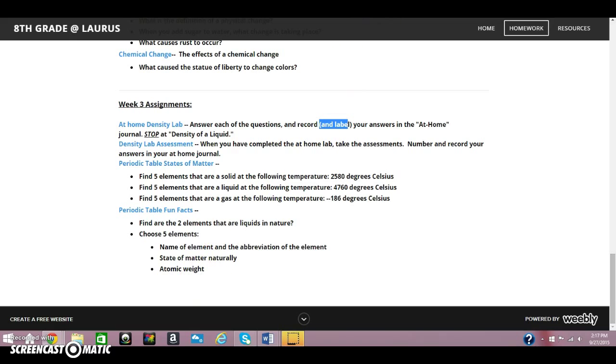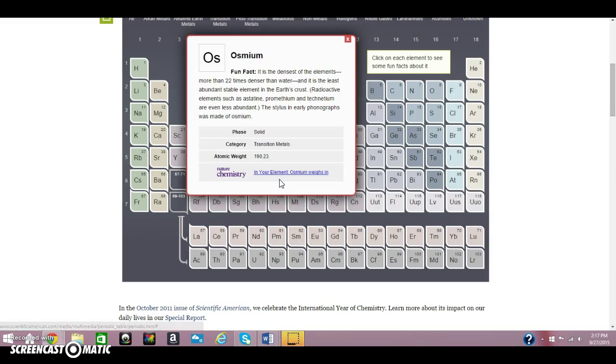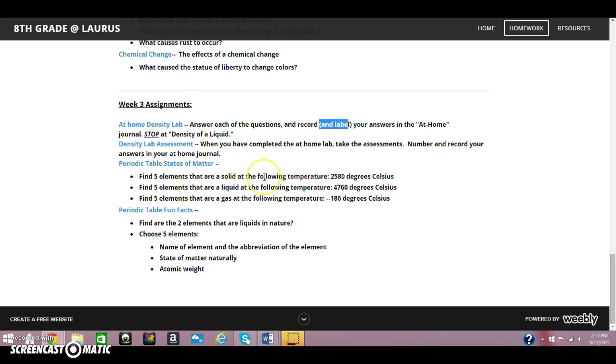So looking on this to get an idea, say I just pick osmium. So this is the atomic symbol or the abbreviation. This is the name. This is the state of matter. This is the atomic weight. Okay? Simple, simple. Alright, 8th grade, this is a really long screencast, but I expect all of you to do super well.